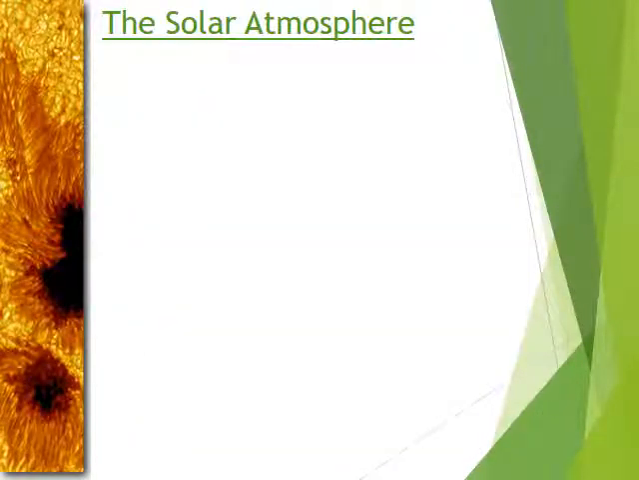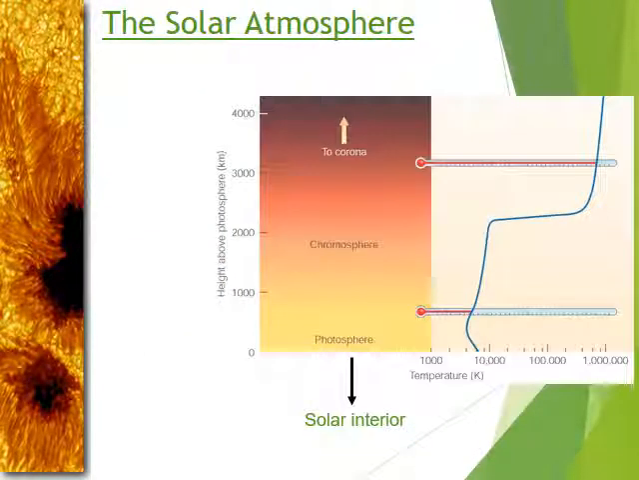Okay, this slide is similar to a graph that you see on page 120 of your textbook, essentially just showing the different parts of the sun's atmosphere. Again, there is no solar surface, but essentially what we consider the surface is the photosphere. And then above the photosphere, we consider that the rest of the atmosphere.